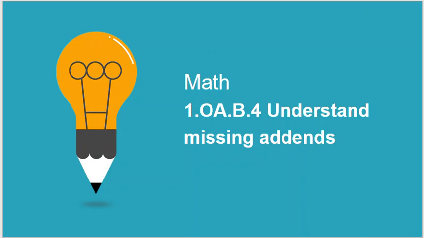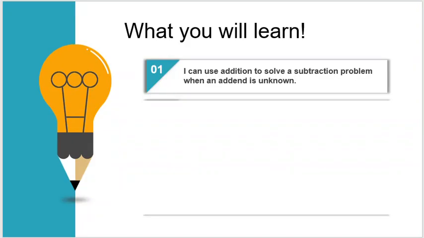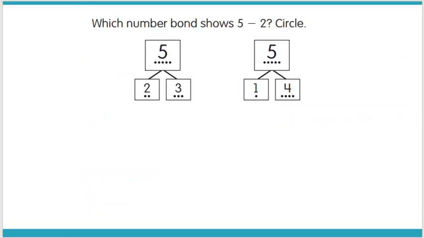Today we're going to be talking about how to understand missing addends when adding and subtracting, and we're going to talk about how you can use addition to solve a subtraction problem when an addend is unknown. So let's go ahead and get started. First part we're going to take a look at is how to solve number bonds.